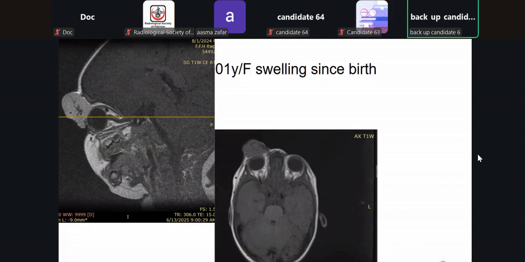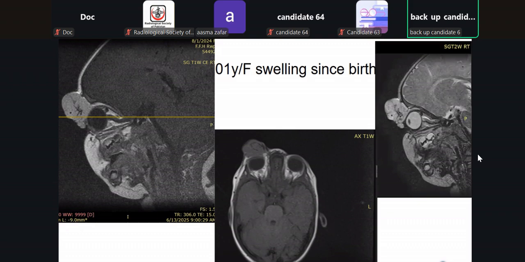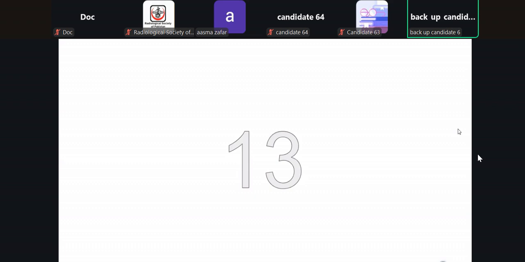The second image is the post contrast, and it is showing avid enhancement with some internal areas of flow voids. Otherwise, the brain and orbits are normal. This is the T2 weighted image, and it is highly hyperintense on this sequence with flow voids. On the basis of these findings, my top differential would be orbital hemangioma. Next, I would advise angiography for vascular mapping to look for the vascular anatomy, and then we follow up this patient for self-resolution.